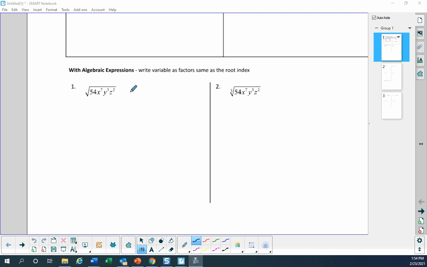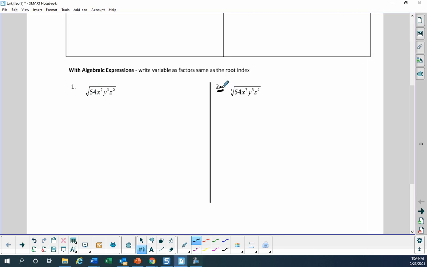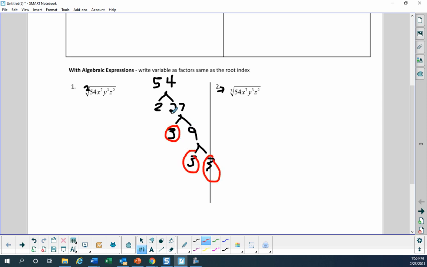Whenever you don't see any index, like this one has an index of 3, or this one doesn't have it, it means it's the square root. So whatever is inside the radical comes out as a pair. So I have to take 54 first, the number, and try to find the prime factors. I know 54 is divisible by 2, which gives you 27, and 27 is divisible by 3 nine times, and then 9 is 3 times 3. So these are your prime factors.